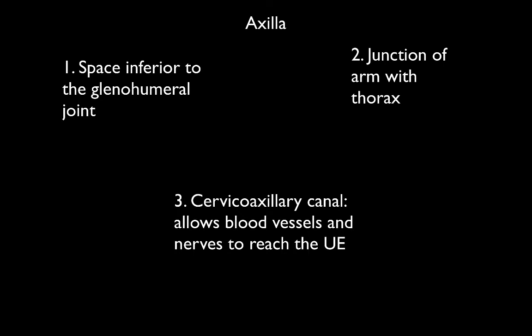Alright, so let's move on to a different region of the arm. This is the axilla. And the axilla is the space inferior to the glenohumeral joint. It's your armpit. It's the junction of the arm with the thorax. And it's through this space where the arteries that supply the upper extremity with blood and the nerves that supply the muscles with innervation travel through.